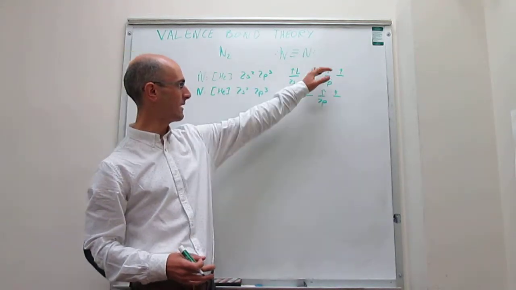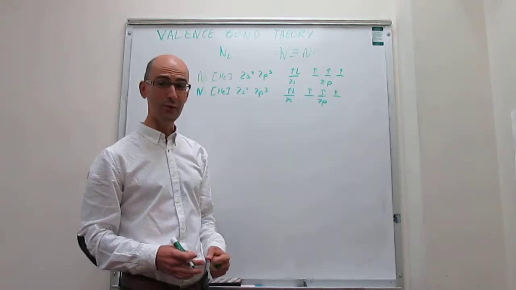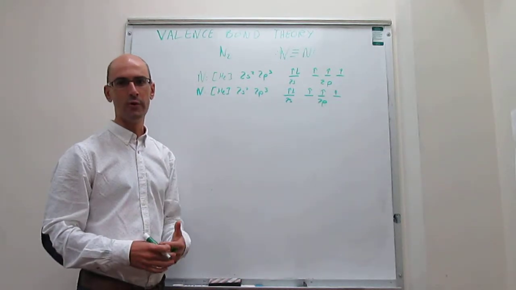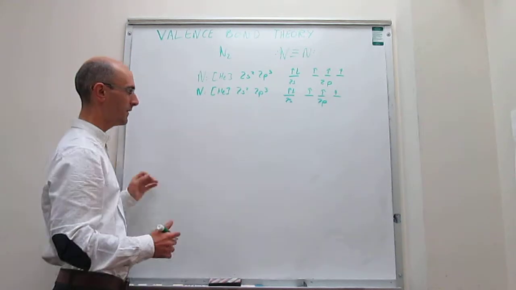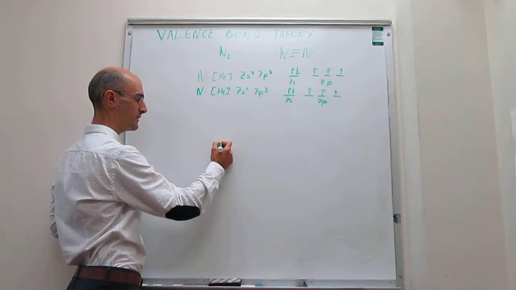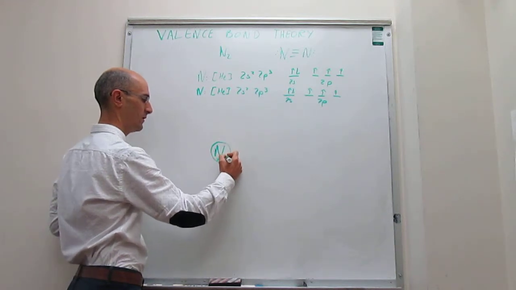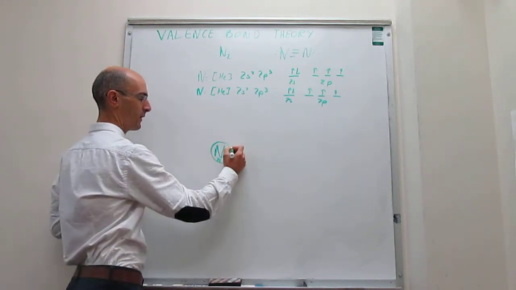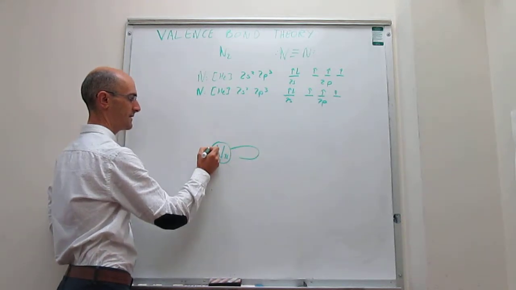So it looks like we're going to have here overlaps, 3 of them, and we just have to draw them to see how they actually look like. All right, so we come to drawing the diagram. That will be nitrogen. This is your 2s orbital with 2 electrons. And then we have the 2p set.